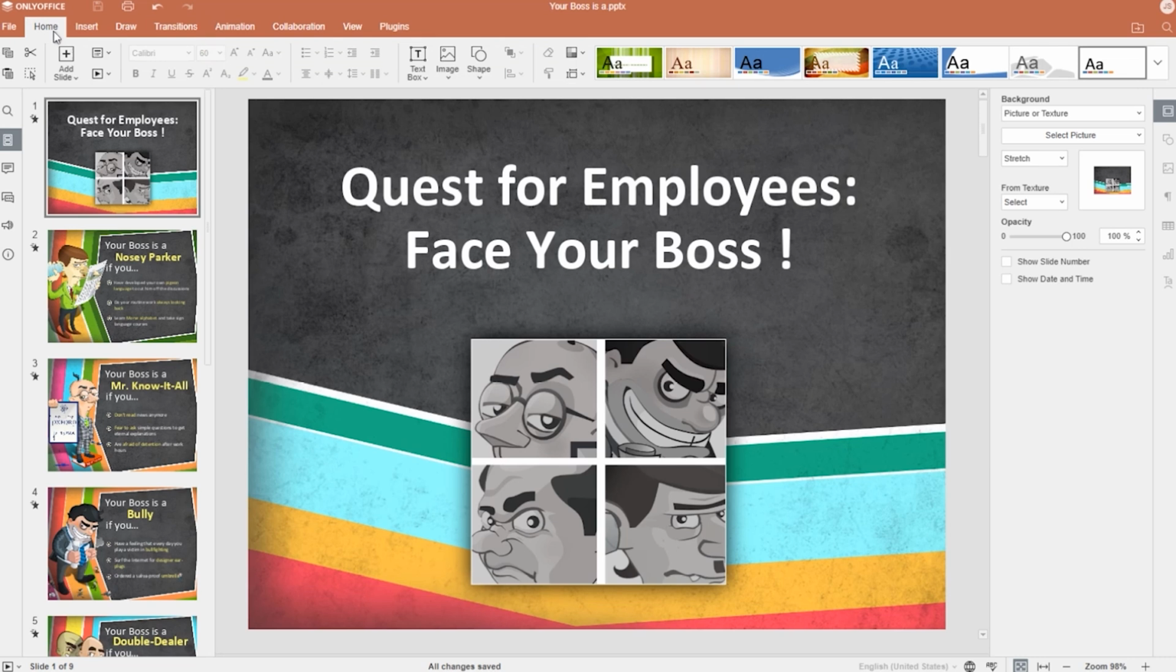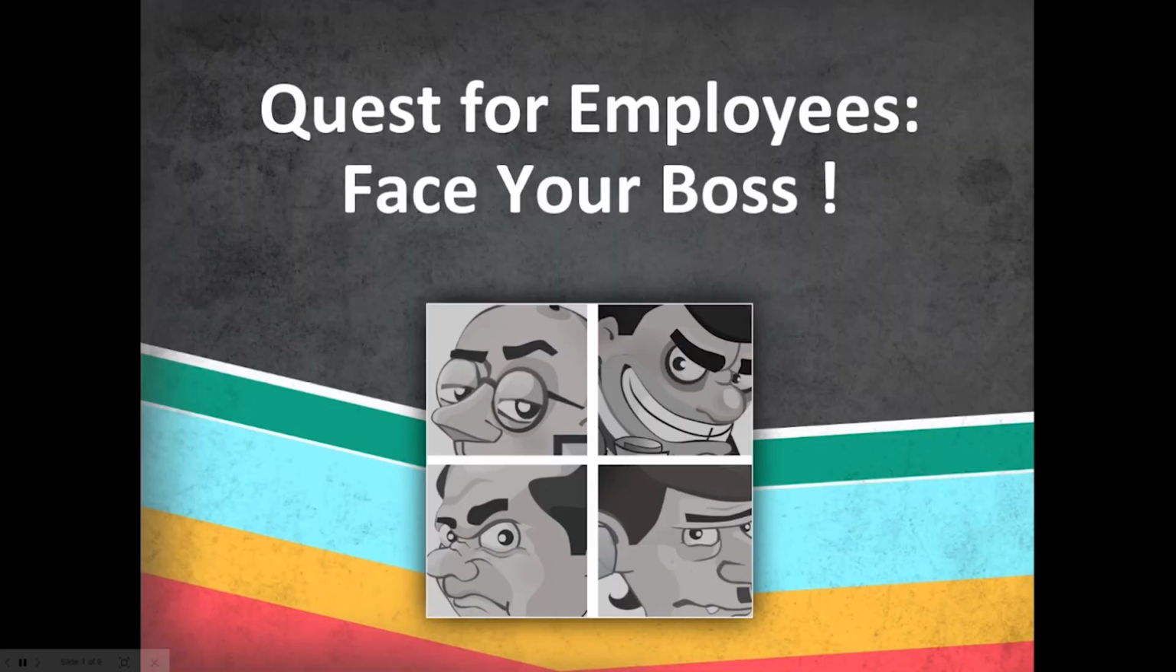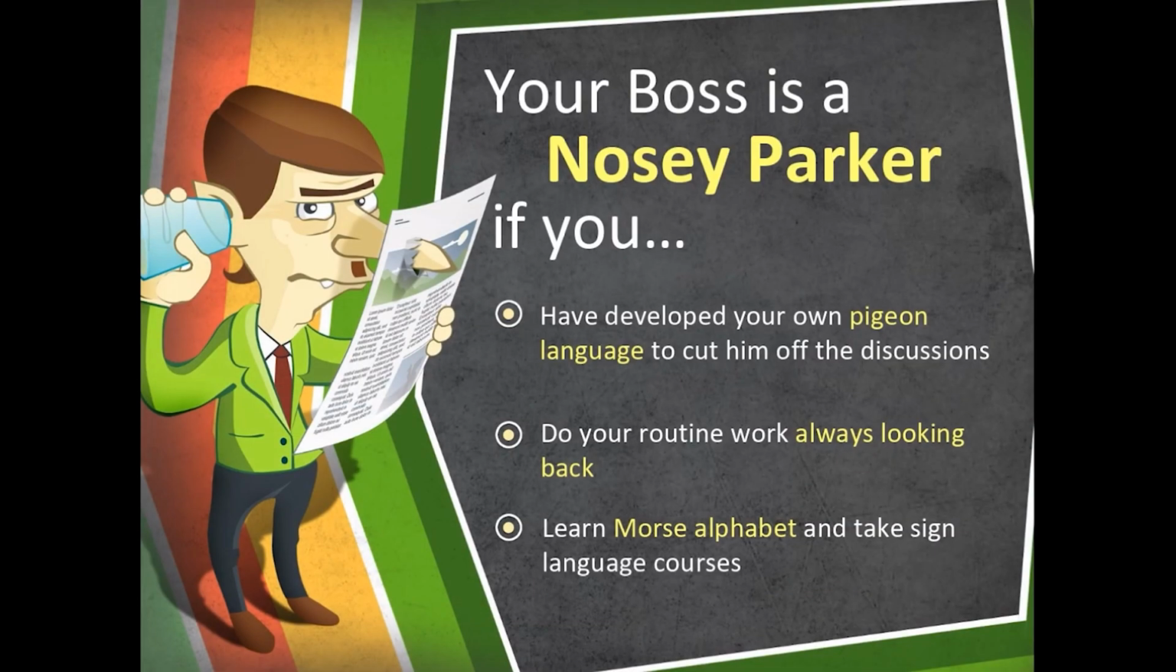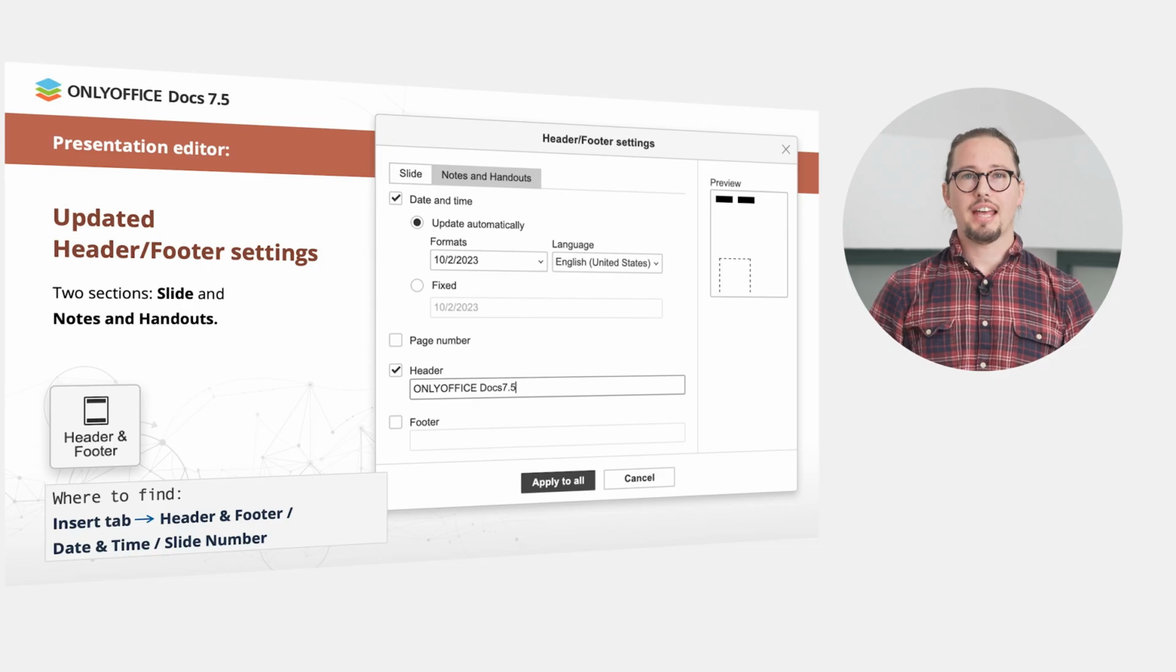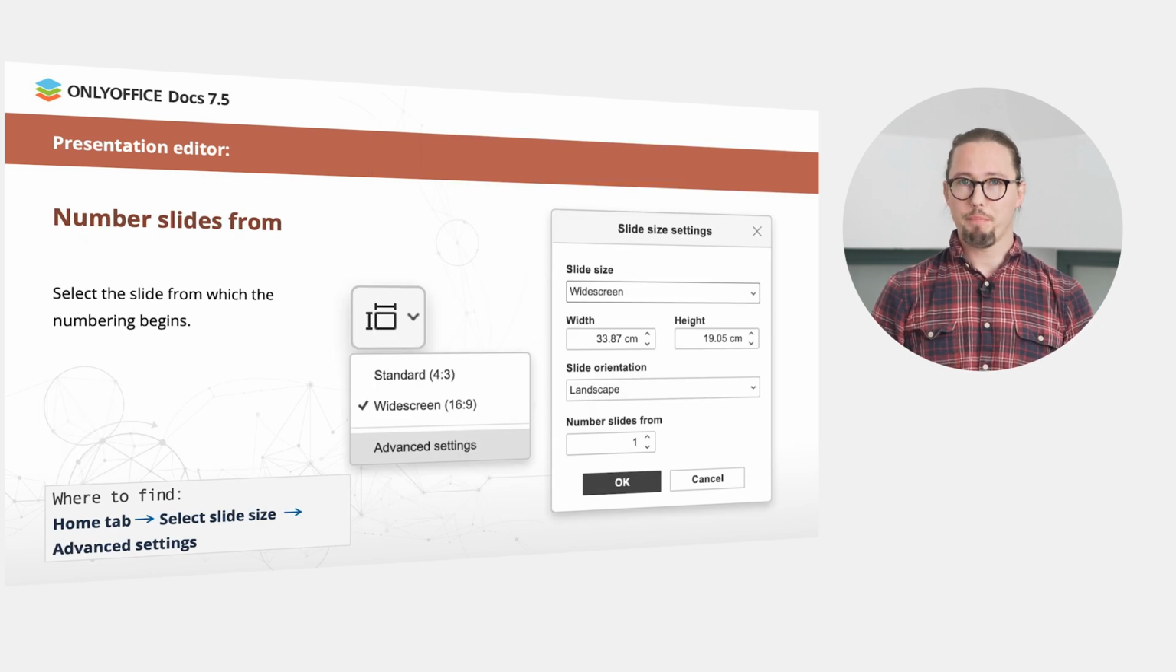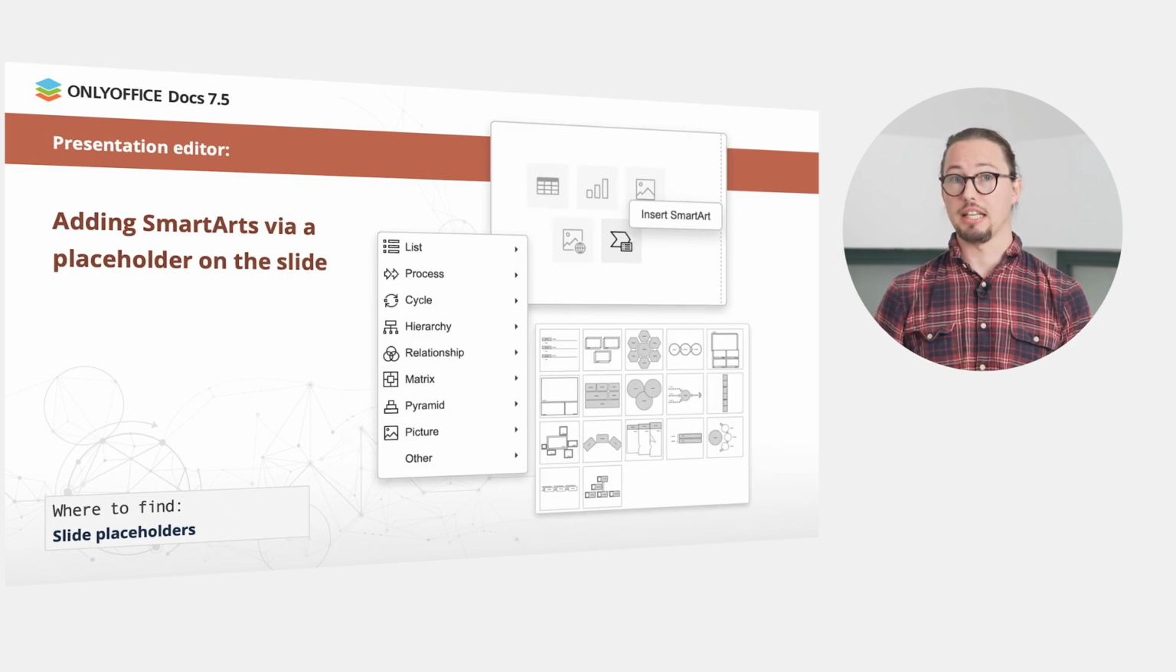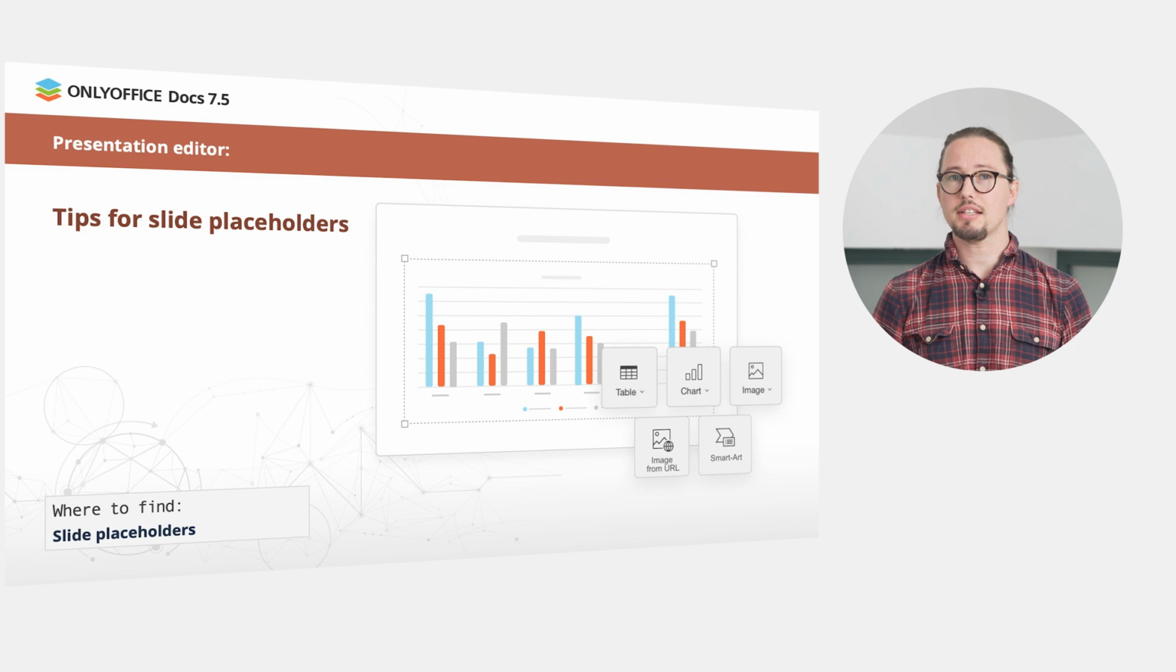Morph also brings the ability to set the object name on the slide to match objects such as shapes and pictures on neighboring slides. The header and footer settings of the presentation editor are now adjusted via two sections, slide, notes and handouts, for more convenient arrangement of the corresponding elements in your presentations. What's more, the presentation editor is extended with the ability to select the slide from which the numbering begins, the ability to quickly add smart arts via a placeholder on the slide, as well as tips for slide placeholders.